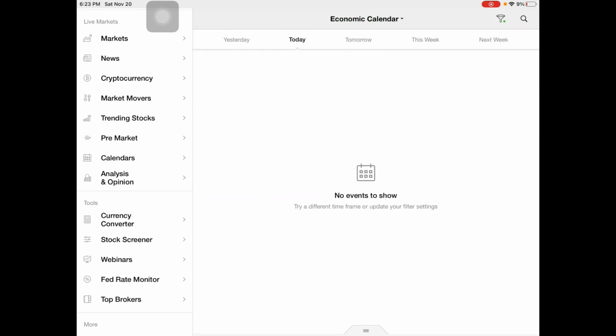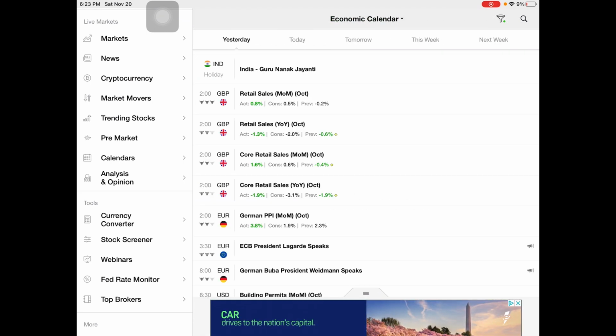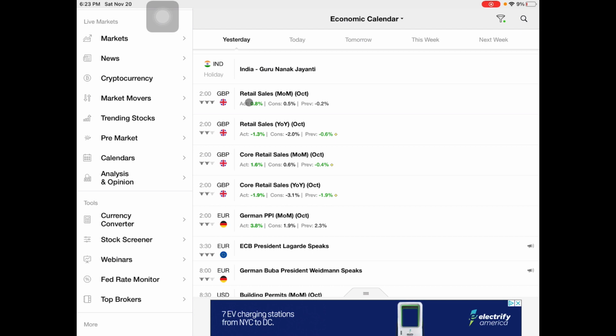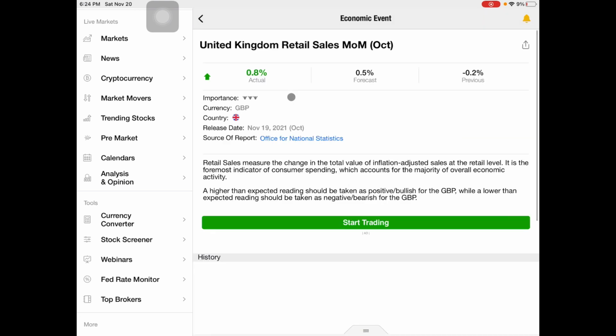Another thing I definitely use, guys, is the calendar on this, right? If you go on the calendar, this definitely gives you the news that is coming out for the currencies. This news that came out yesterday at 2 a.m. in the morning for GBP/USD, that's for the British pound, is the retail sales. The retail sales month over month came out good, at 0.8%. They were expecting 0.5%.